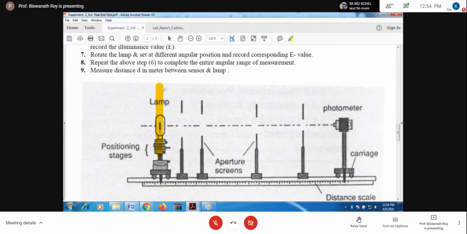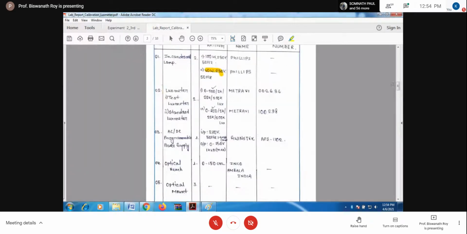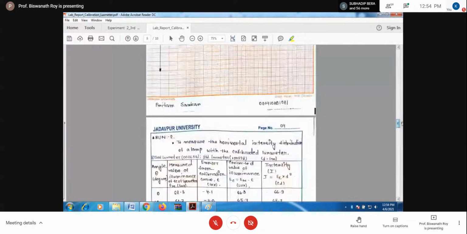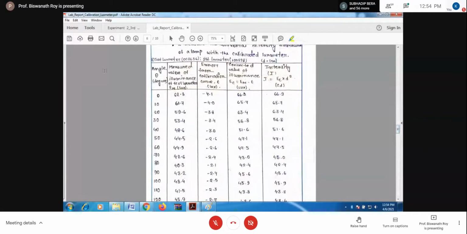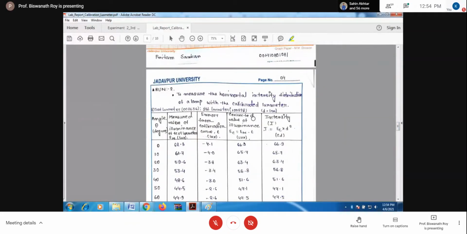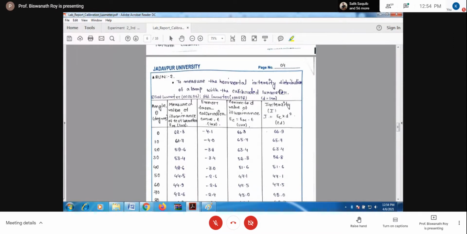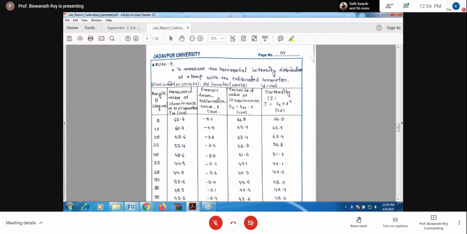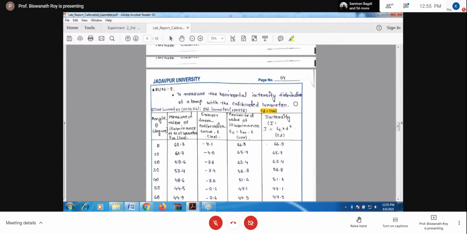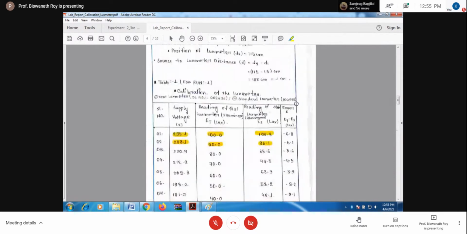And I place here the test lux meter, which is calibrated. I rotate the lamp from 0 to 360 degrees, one by one, at an interval of a certain value. What is the value? In the test data here, what is written for the angle? Because d is important here to measure the horizontal intensity distribution of a lamp with the calibrated lux meter. The test lux meter and standard lux meter reference values are different. The d is 1 meter. They have not changed the d value, right?